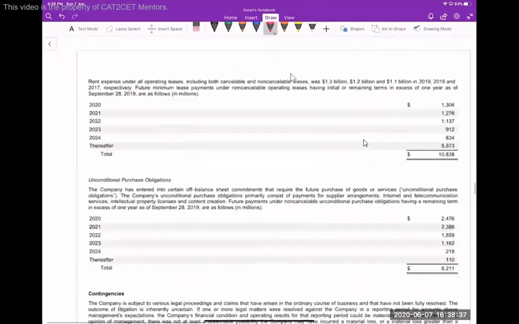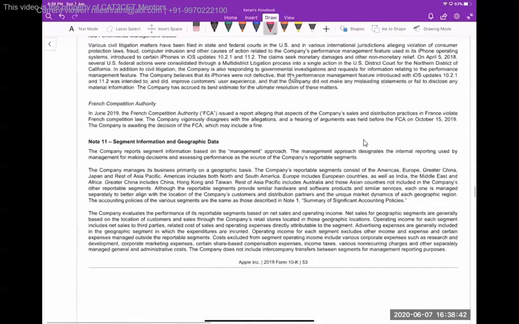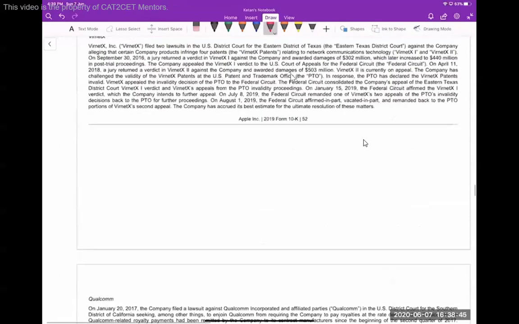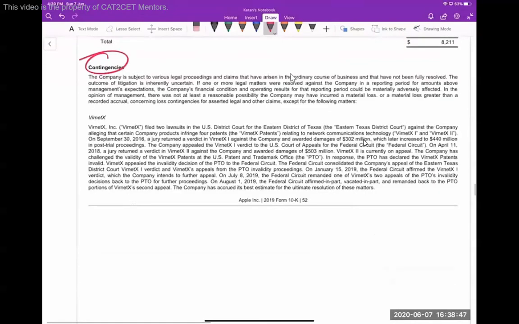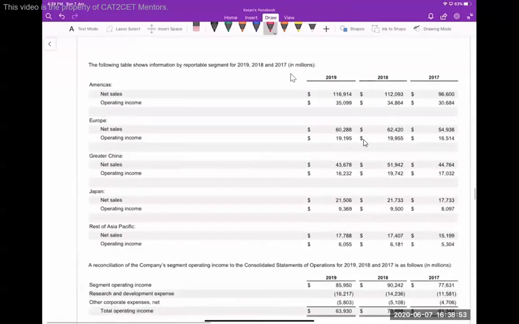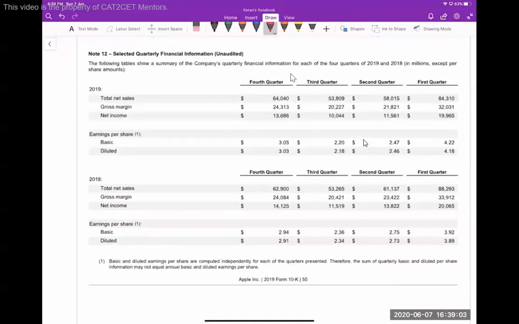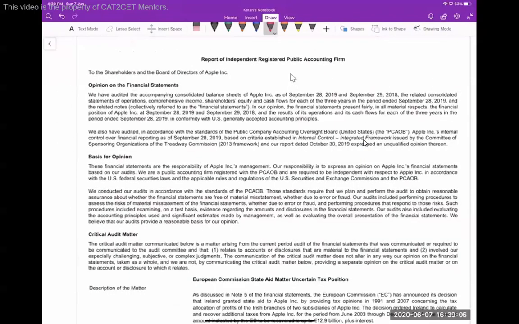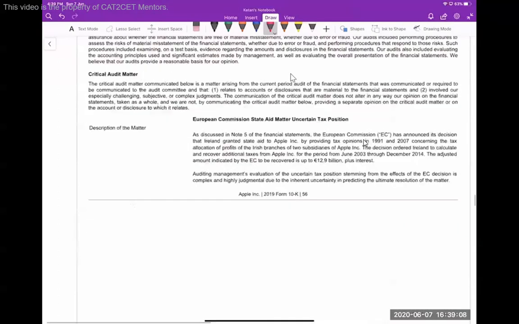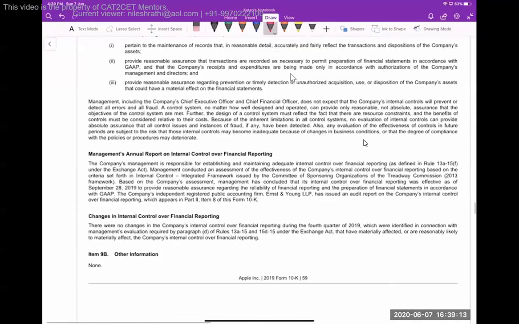Okay, let's move ahead. What do we have? See contingencies. See Qualcomm. They're talking about some lawsuit against Qualcomm. This is something you need to understand very well. The following table shows information by reportable segment. This is your geographical revenue, I would say, and final profit. Okay, this is something that is not required. Not required. Let's move ahead.